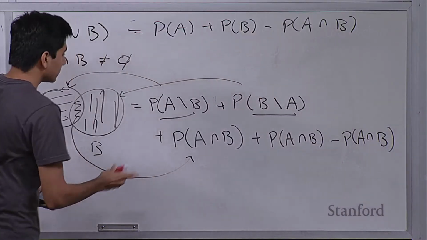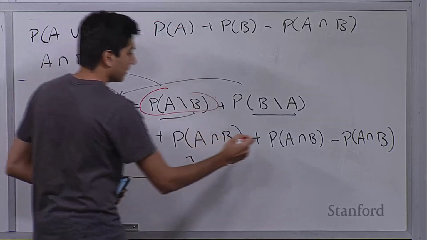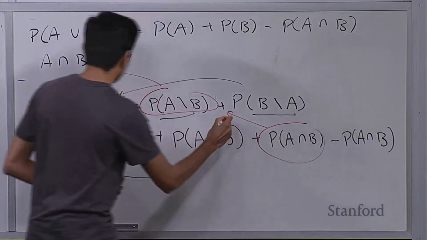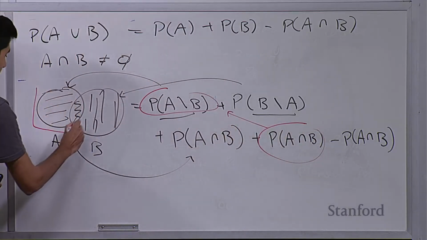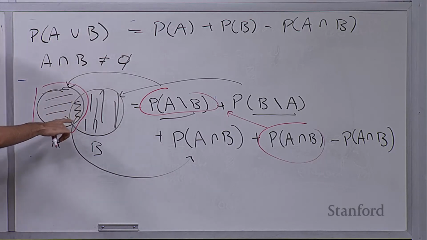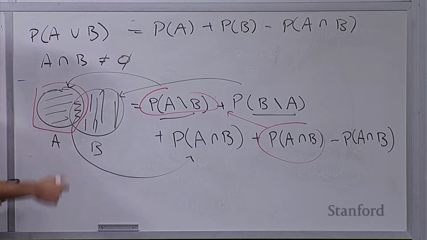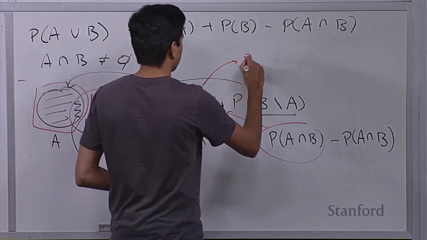Is that if you take A without B and add A and B, that gives you all of A. Right? If you take this whole thing and you add the intersection of A and B to A without B, you get all of A. So this gives us P of A.